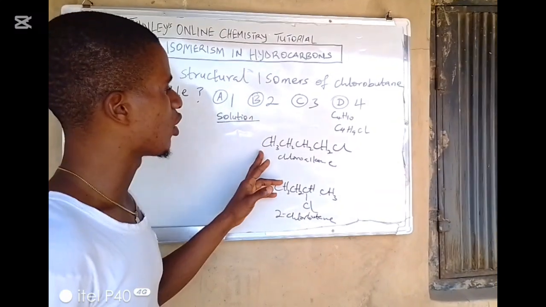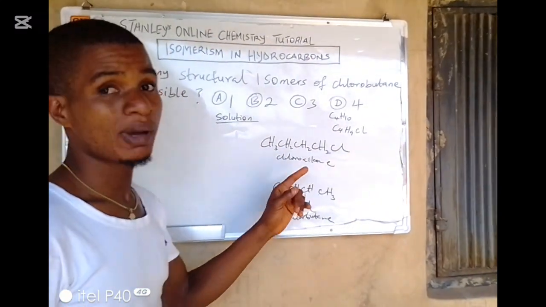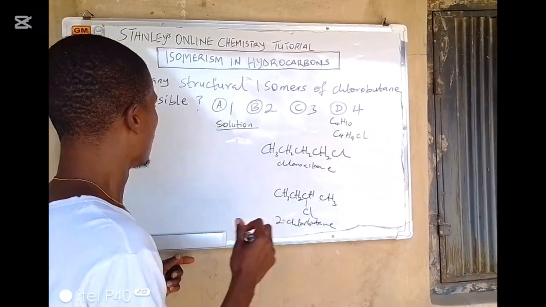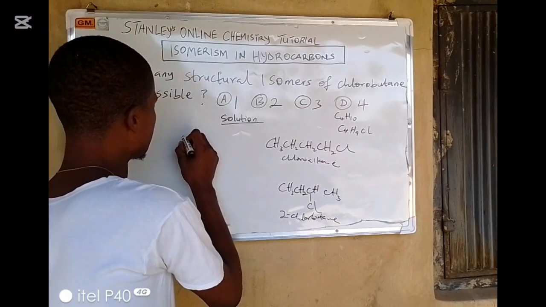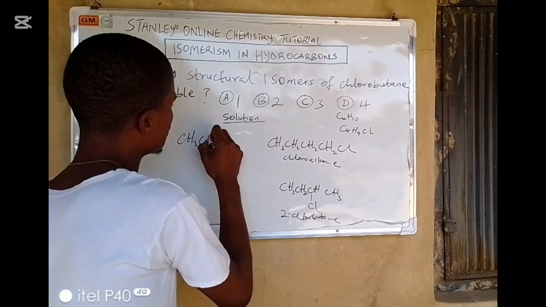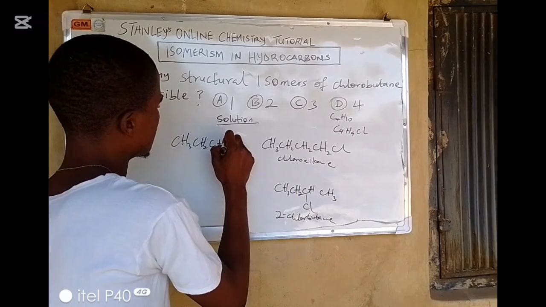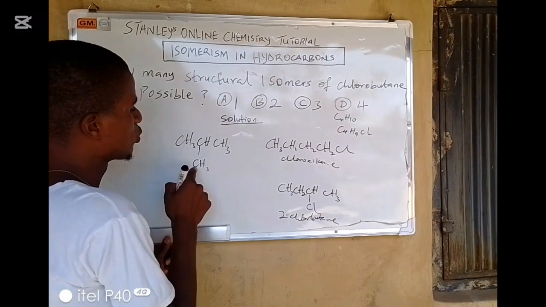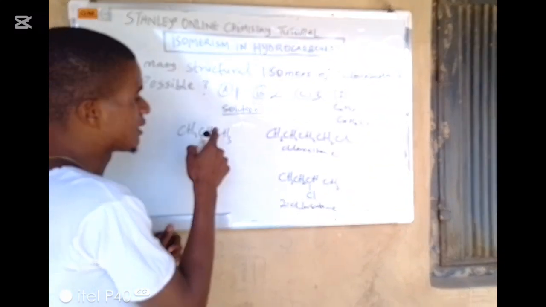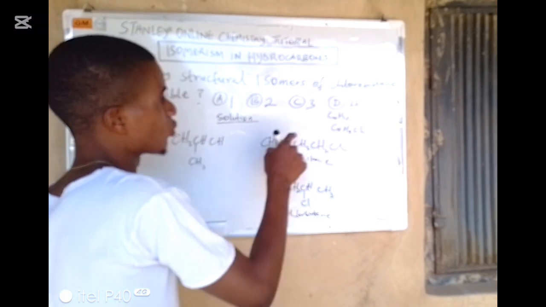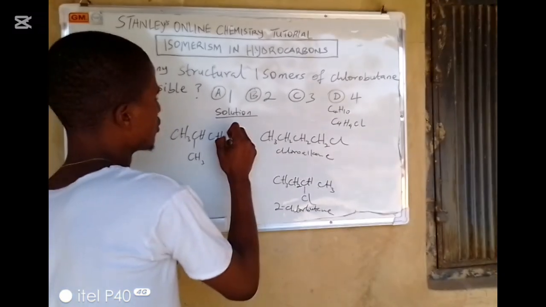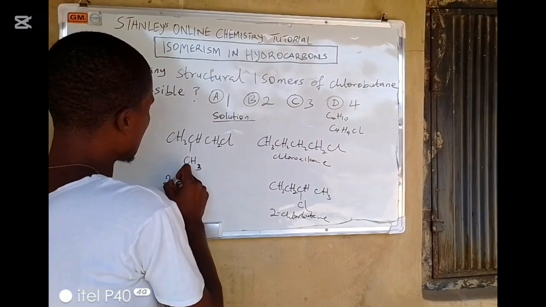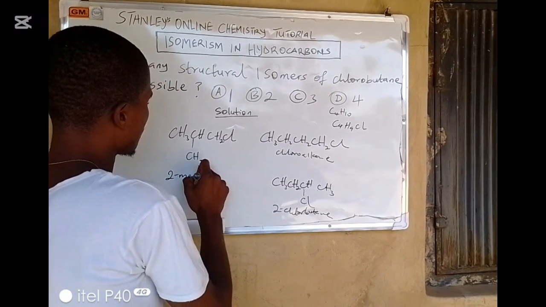Remember that these are all structures of normal butane from where chlorobutane was formed, right? Now we have an isomer of butane that is like this. This is CH3, CH2, CH3, right? And this CH3. This is an isomer of butane. So to make it what our problem is, so this is 2-methyl.